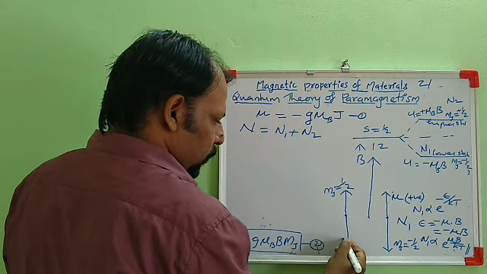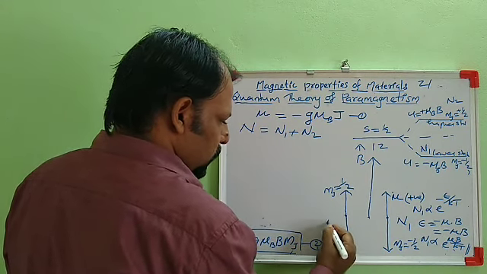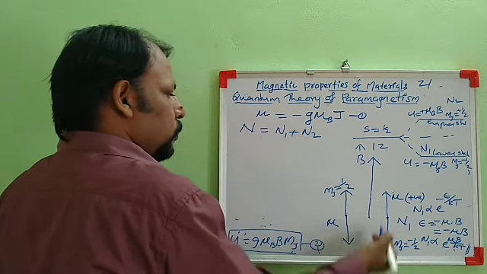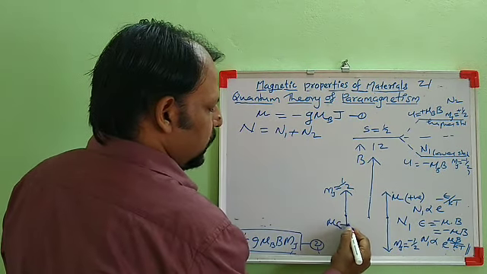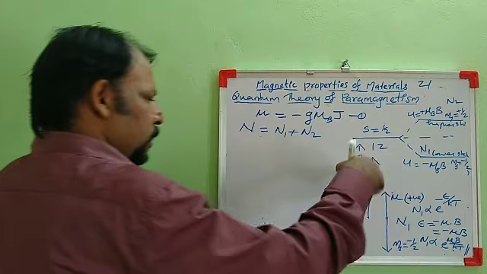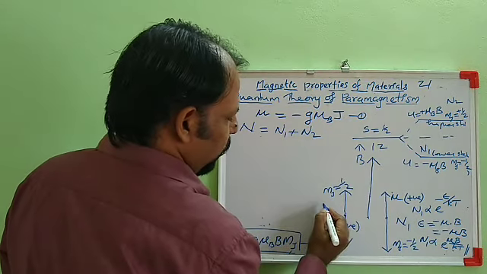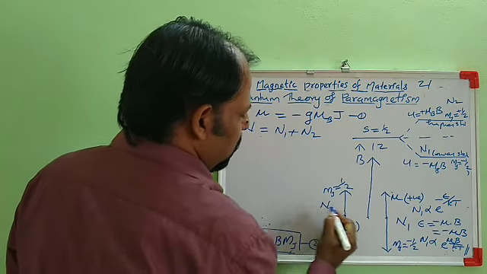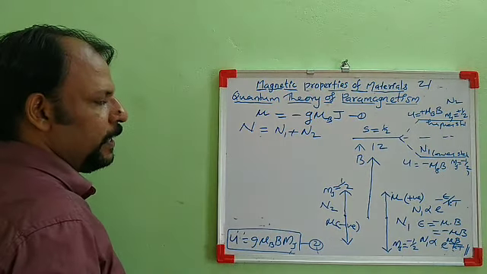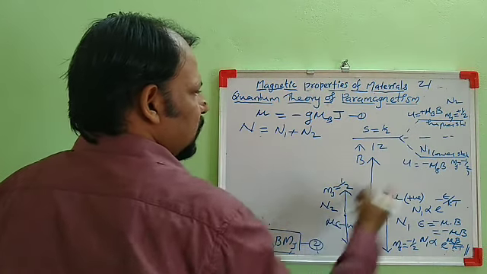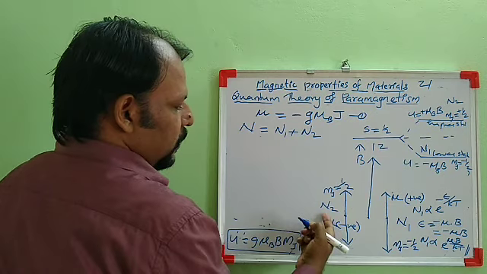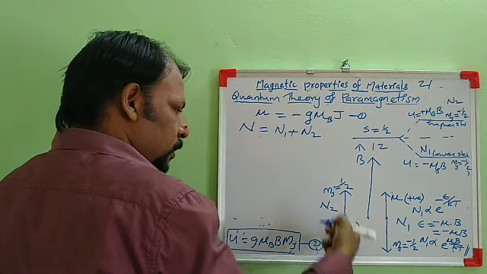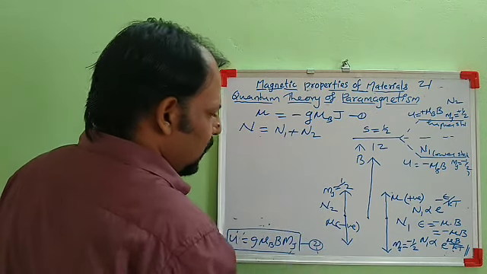The direction of magnetic moment is along this direction. This is opposite to the direction of magnetic field. So in this case, mu is negative, or it is opposite to the direction of external magnetic field. The number of atoms in this state, I am taking it as N2. So N2 is the number of atoms in the higher state, which is having magnetic moment opposite to the direction of external magnetic field.